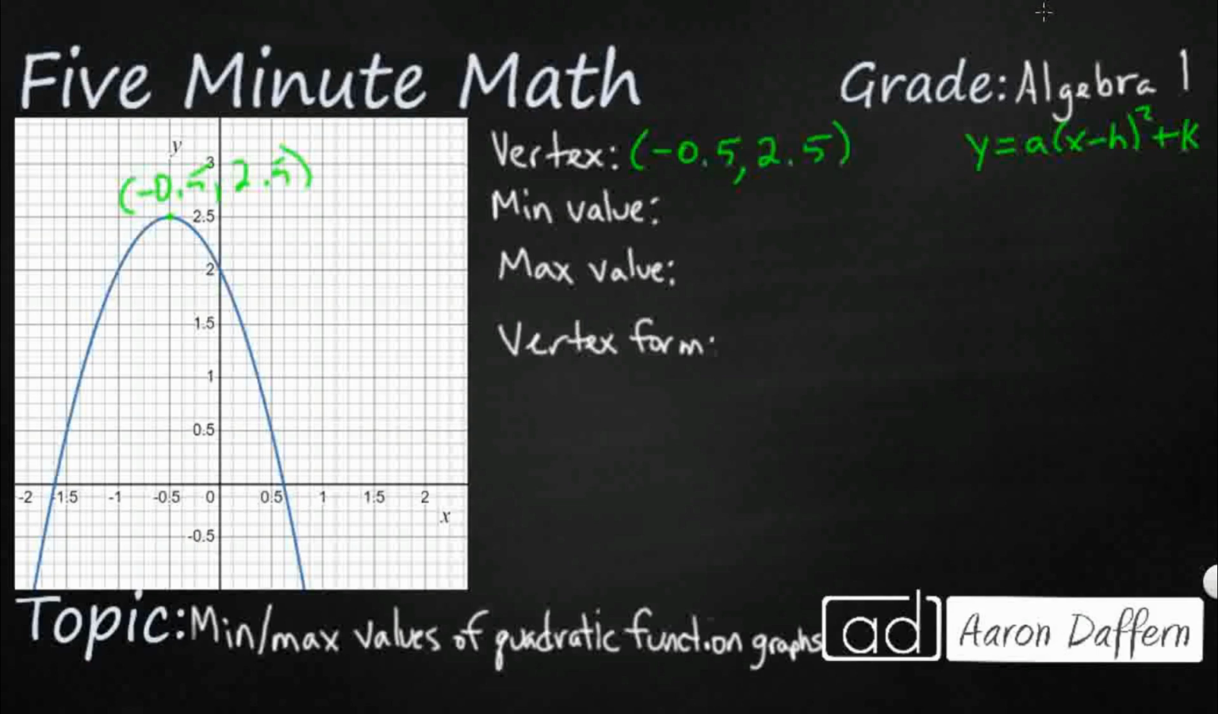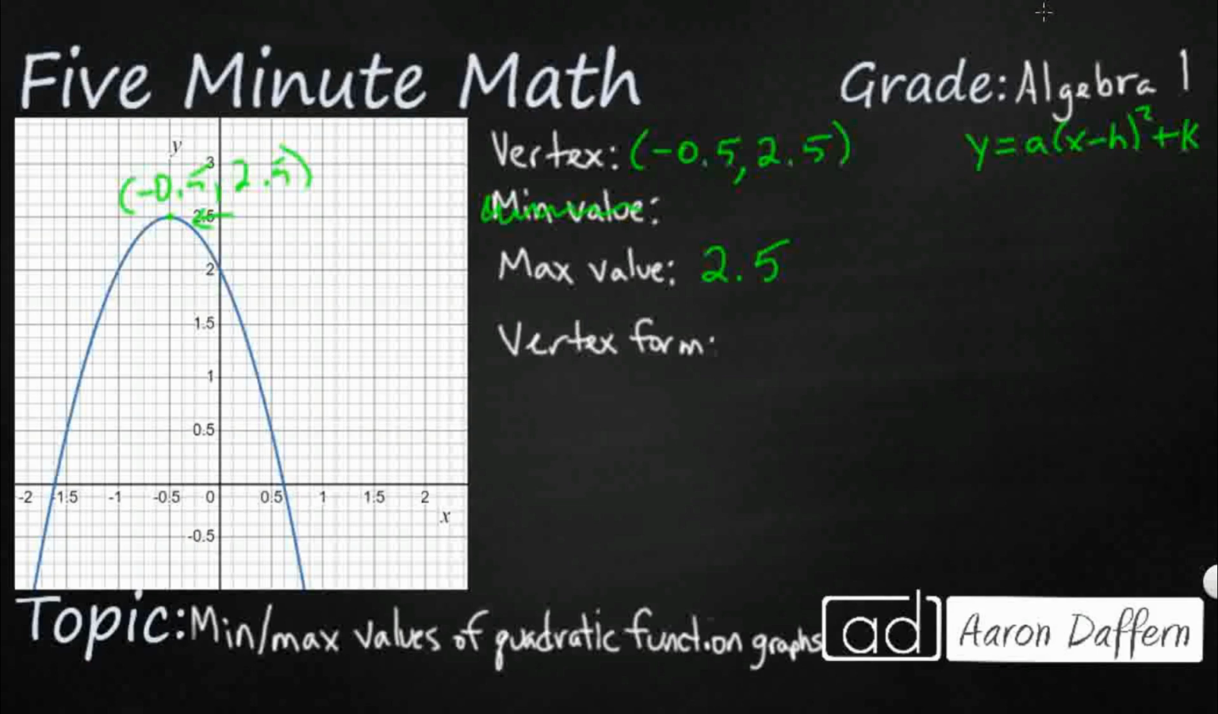So we don't have a minimum value because it's downward facing. We do have a maximum value, and that's going to be the y-coordinate there. And so the maximum value is 2.5. It's always going to be less than or equal to 2.5, but we don't have a minimum value because it's going to continue forever.